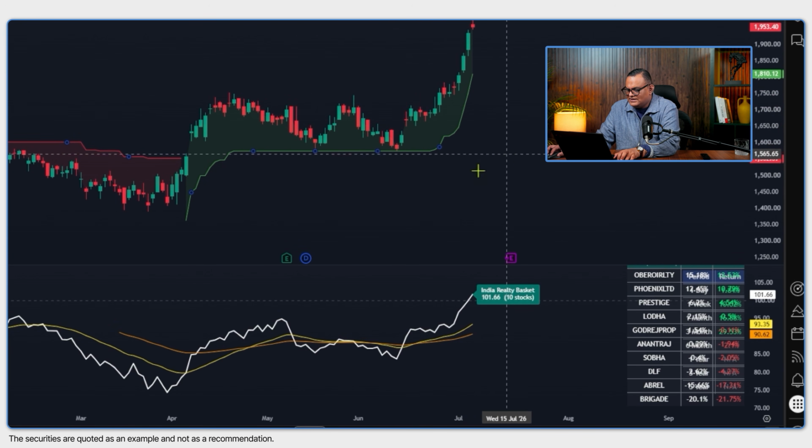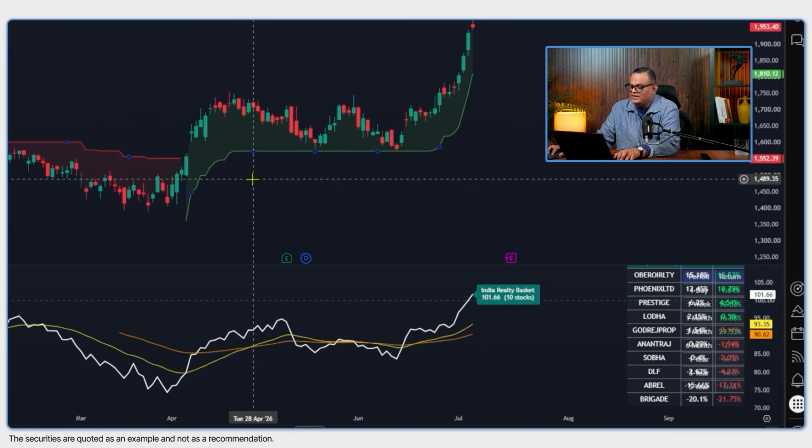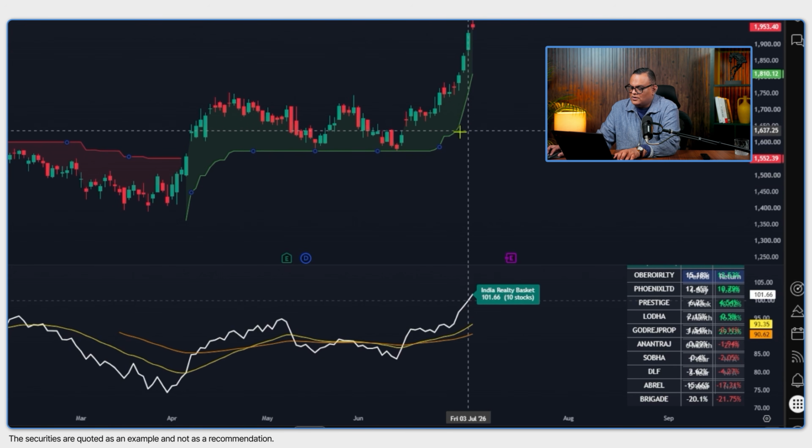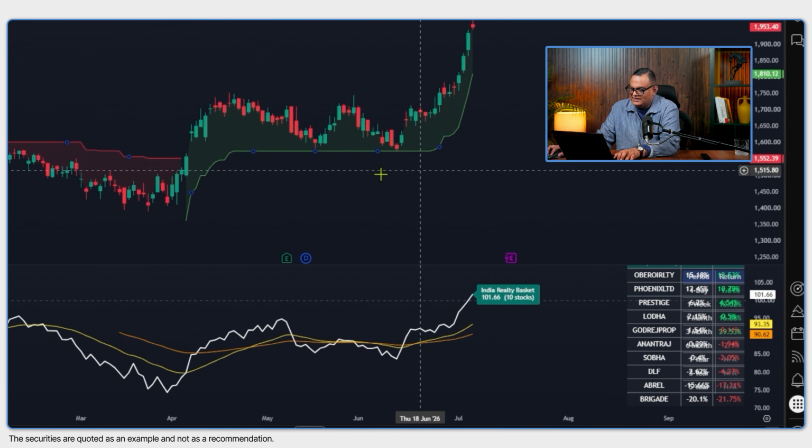So you would have to scan these on a daily or a weekly basis to figure out which is the stock and which is the sector where you would have to get in. But this is definitely in positive territory.